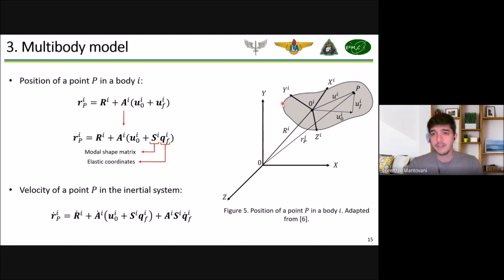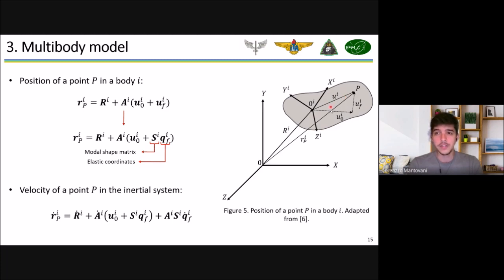And imagine we have a body I and a point P on this body I. We can write the position of this point P here using the RPI vector that is in the inertial system, or we can use an RI vector that connects the origin of the inertial system to the origin of the body reference system, and a U vector that is written in the body reference system.